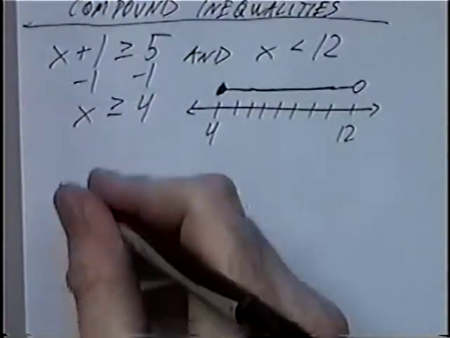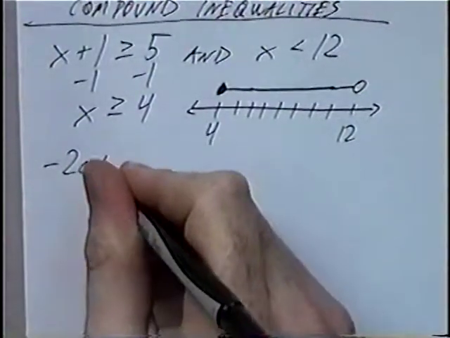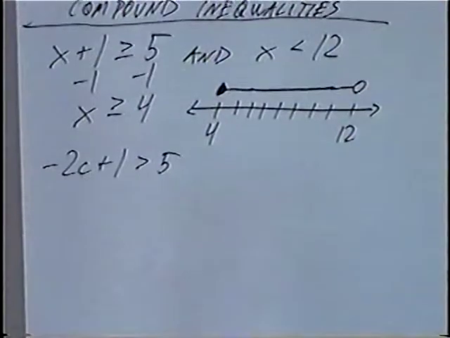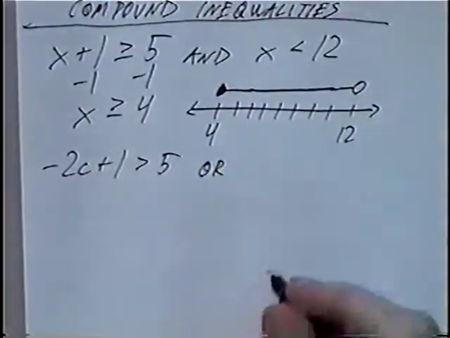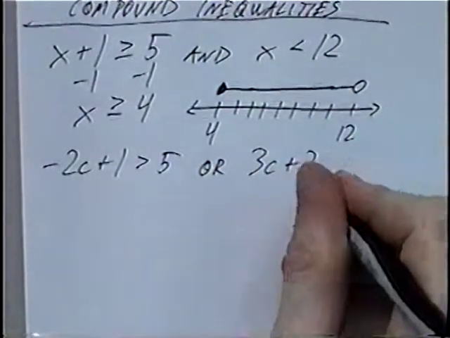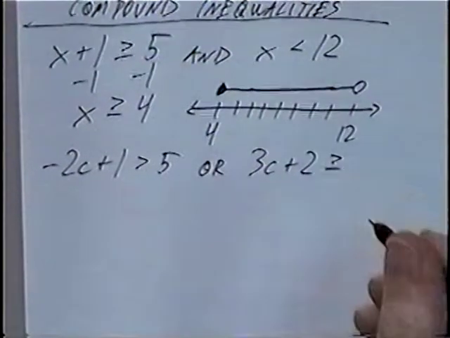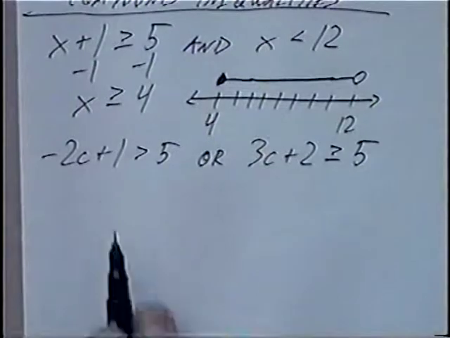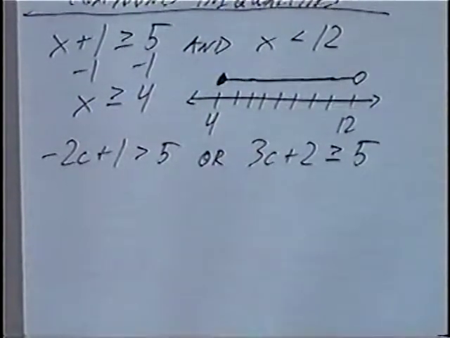Second question, negative 2c plus 1 greater than 5, or 3c plus 2 greater than or equal to 5. Again, we'll solve each one of these and then graph them on the same number line.